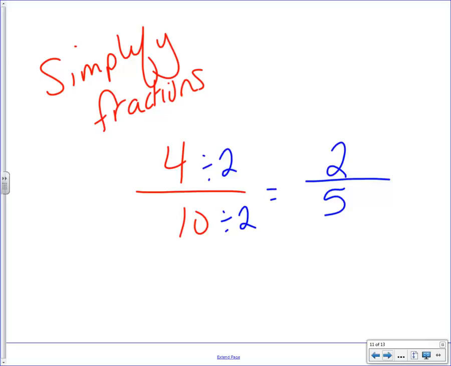So now I have 2 over 5, or 2/5, and 2 is prime and 5 is prime, so I can't divide 2 and 5 by a common number anymore, so this is going to be my simplified final answer. Okay, let's try another one. Let's try a little bit bigger of a fraction. I'm going to try 32 over 48.